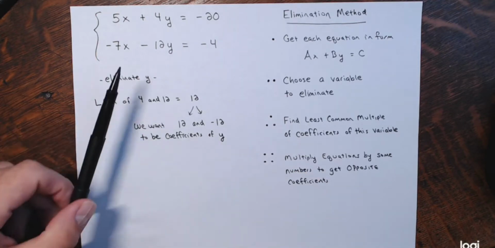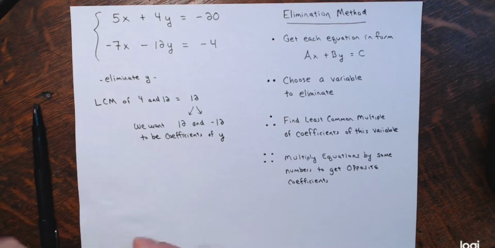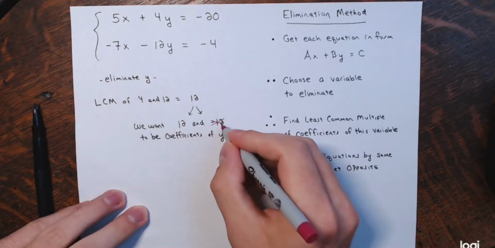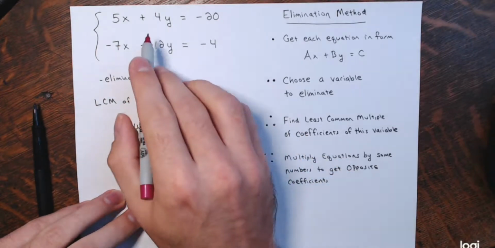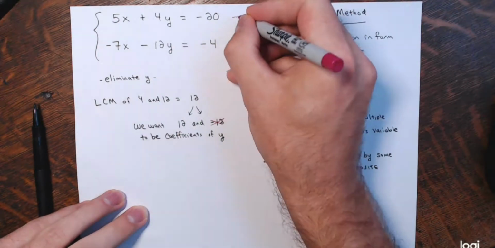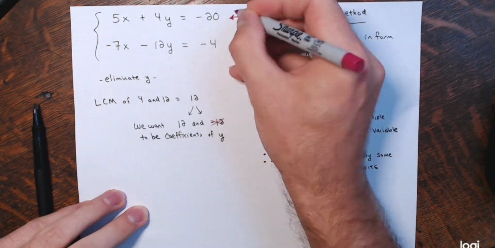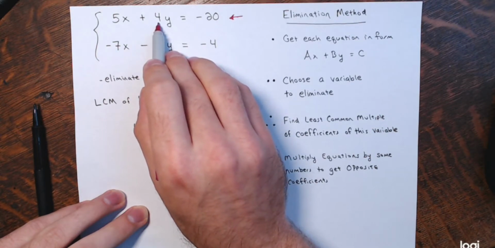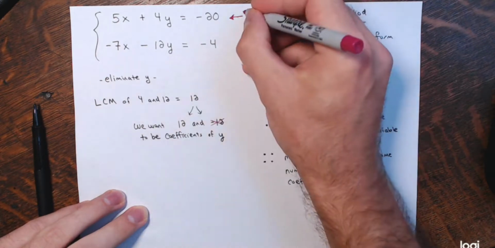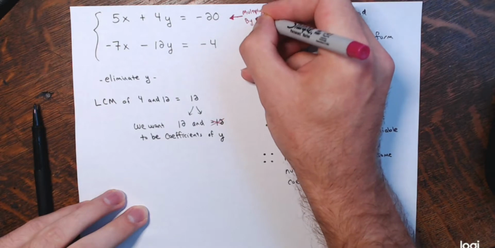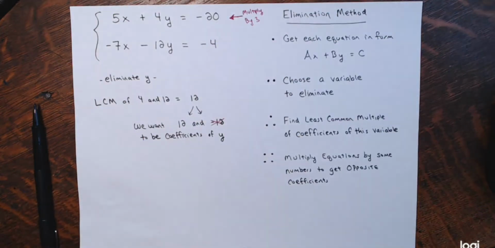All right, well look, negative 12 is already a coefficient of one of the y's, so I don't need that one. I already got it. So the other coefficient I want to turn into positive 12. And in order to do that, I would need to multiply by 3. Now you don't just multiply this by 3, you multiply both sides by 3. So I'm going to say multiply by 3, and you're doing it to every single term, right, on both sides, just like any other equation.